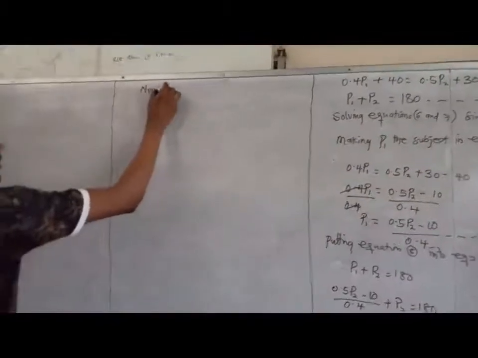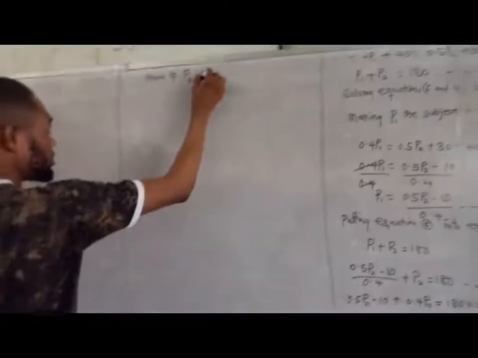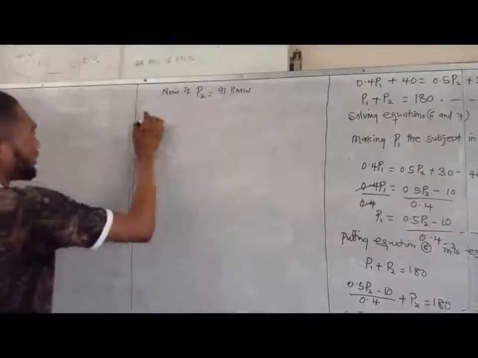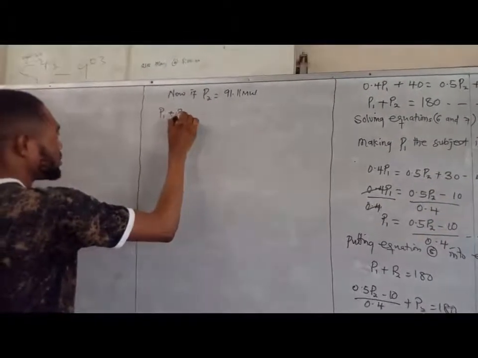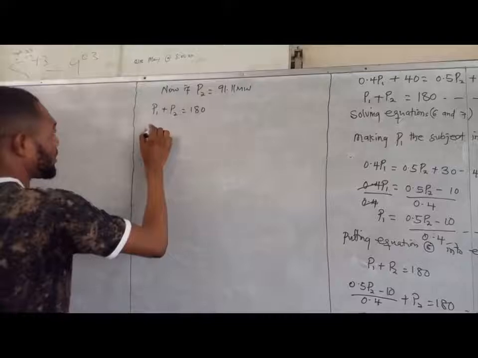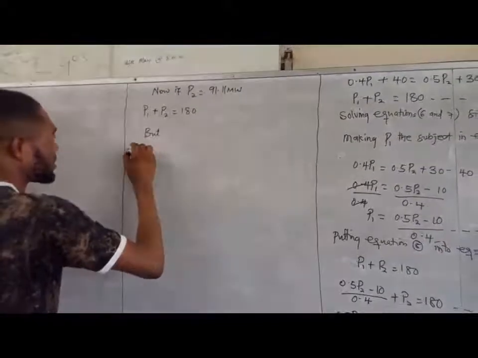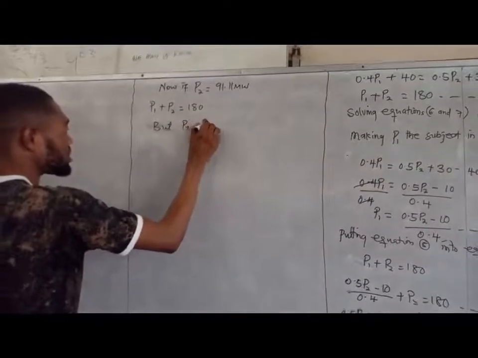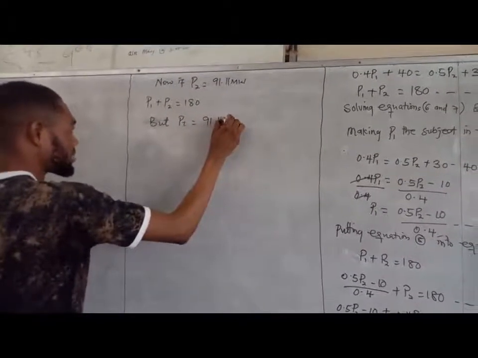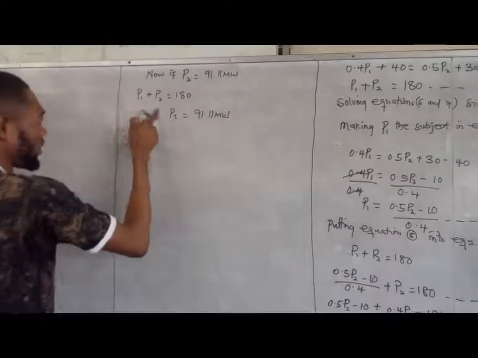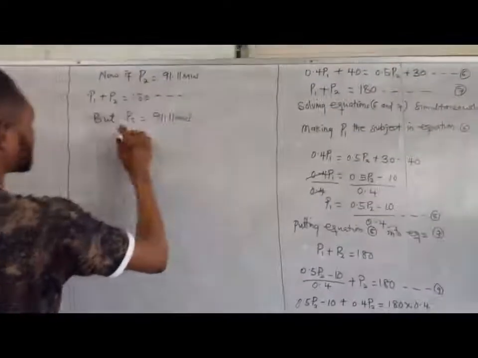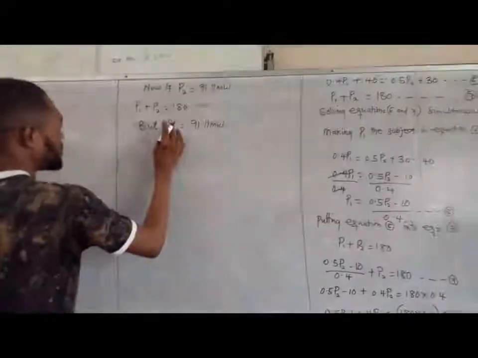So now, if P2 equals 91.1 megawatt power, then P1 plus P2 equals 180. But P2 equals 91.1 megawatt, so wherever we see P1, we put P2 there.